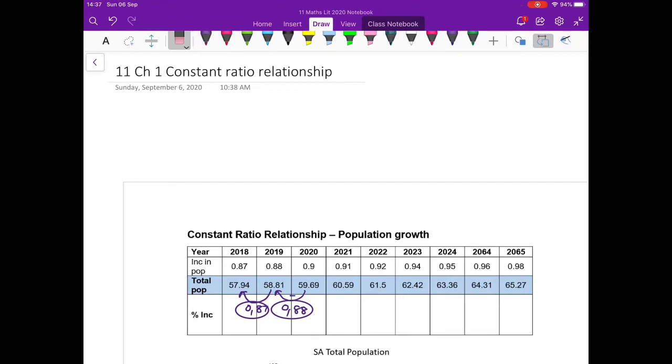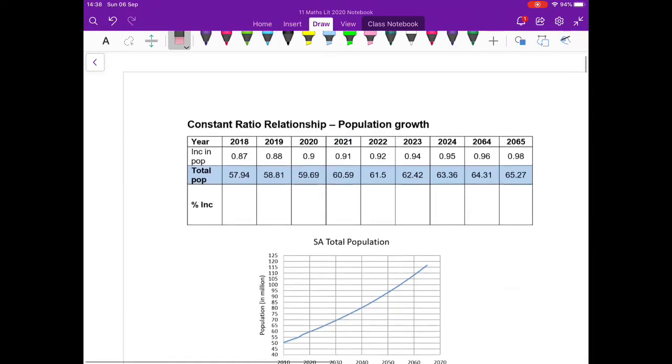So then the next thing we tried was a constant product. So you would take the top value multiplied by the second, and you would get a constant product. But you can see, first of all, you cannot multiply years by a value, and you can see the products here are not the same. So now we extend our knowledge of relationships to a constant ratio relationship.